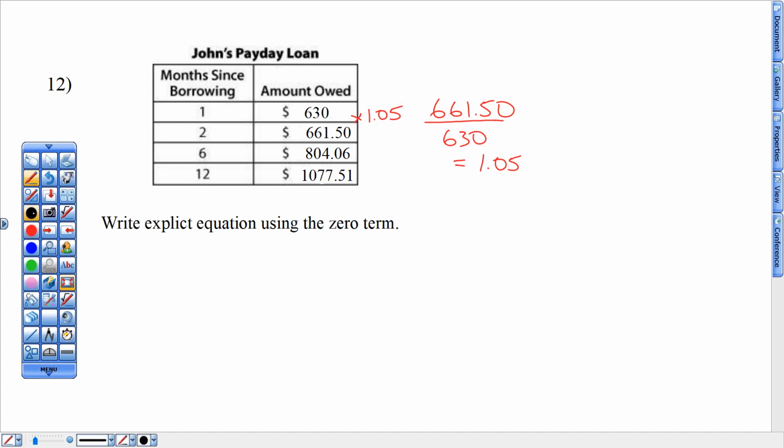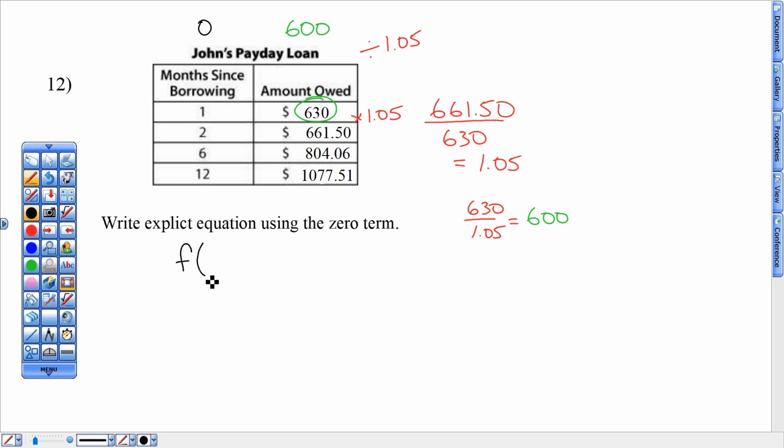So that means if I'm going up the table, I'm doing the opposite. I'm dividing by 1.05. And what number am I dividing by 1.05? This 630. So if I take 630 and divide it by 1.05, it will give me that number above 630, which is 600. And that makes sense because 600 times 1.05 gives me 630. That makes sense. Going down the column times it. So now I have my equation.